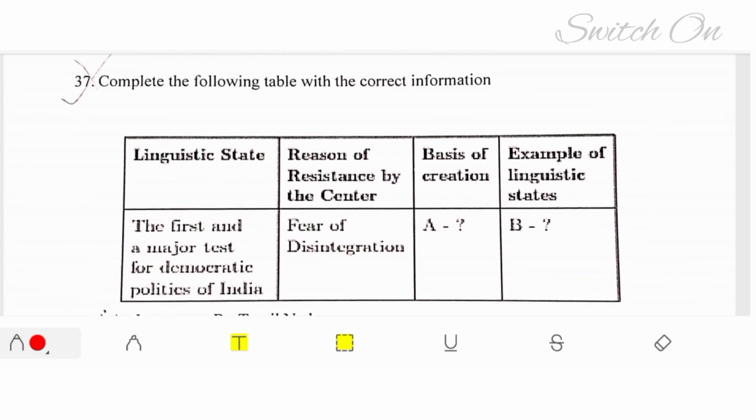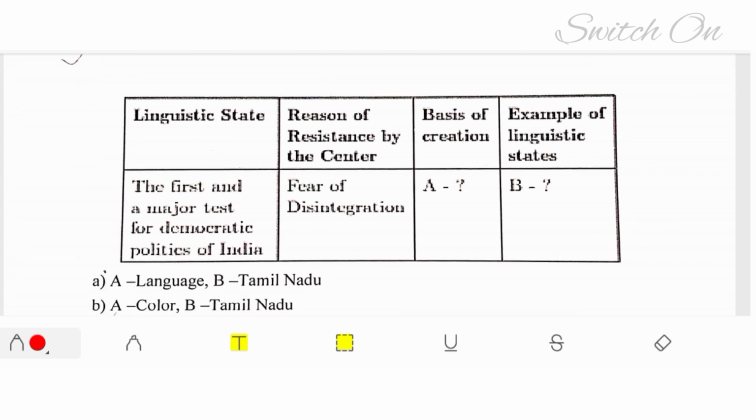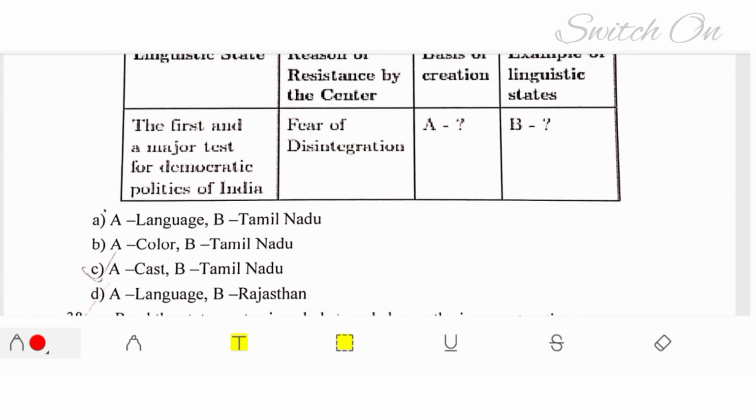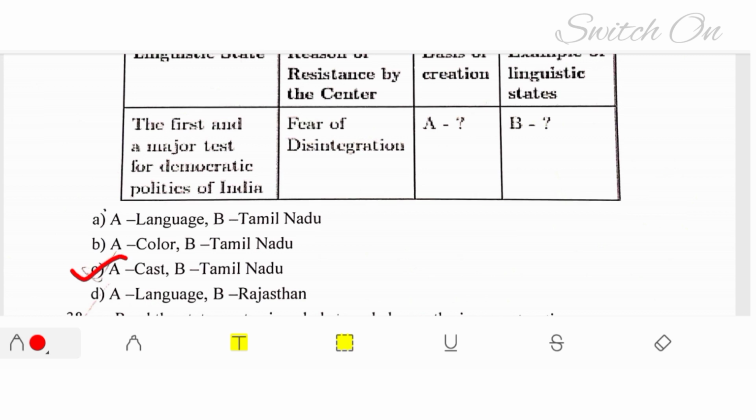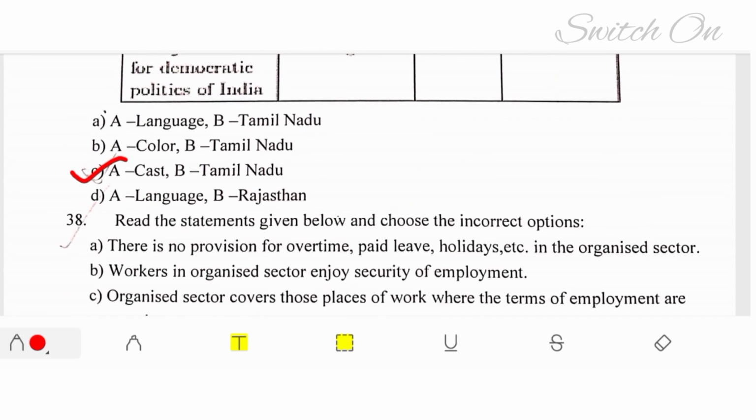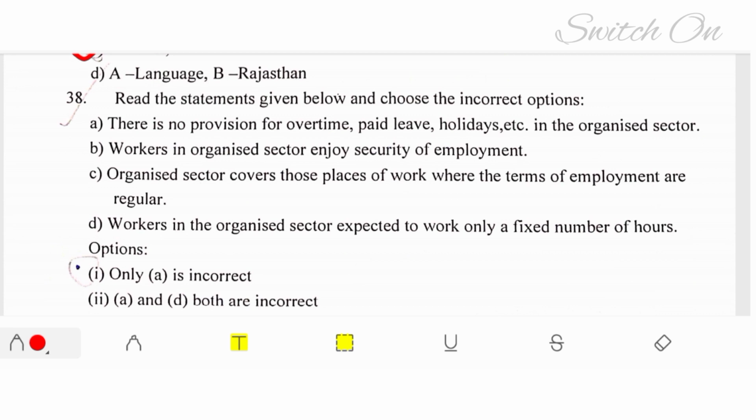Question number 37 is a table-based question. So they have given a linguistic state, reason for the registration by the center, basis of creation, example of linguistic states. So for this answer, it will be difficult to understand. So here they have given 4 options and we have to match it with the basis of creation and the example of linguistic states. For this, the answer is option C, that the basis of creation was caste and the linguistic state is Tamil Nadu.